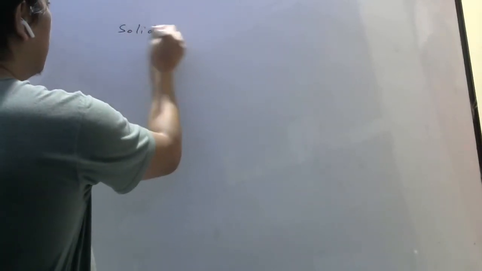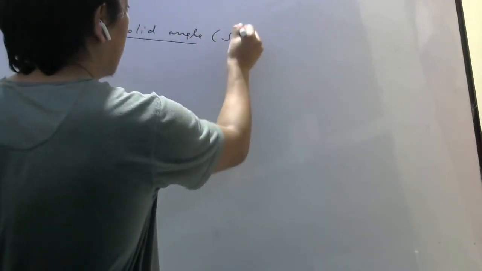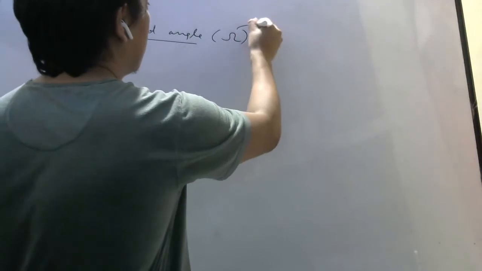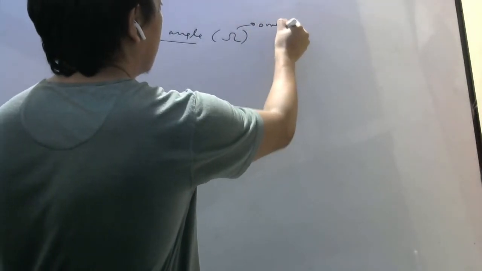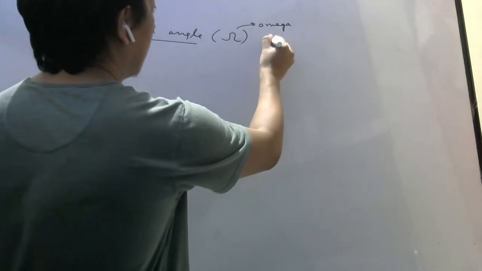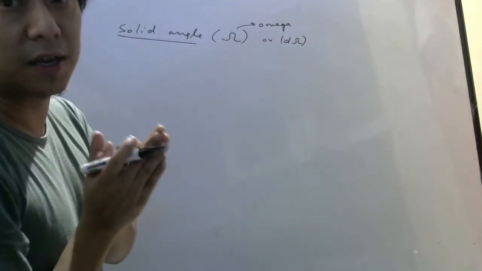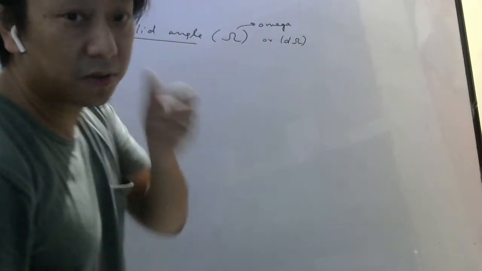To solve this problem, first you need to know something called solid angle. The symbol for solid angle we write like this. This is omega, the Greek letter omega. If it is a very small solid angle, we can write d omega.